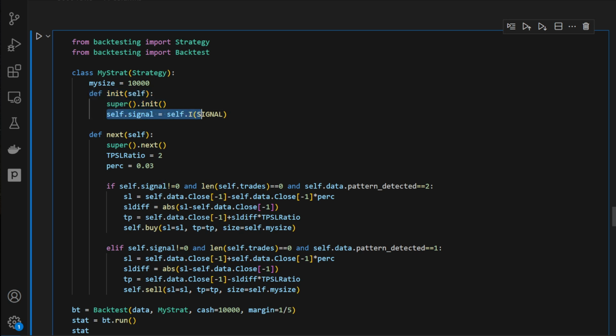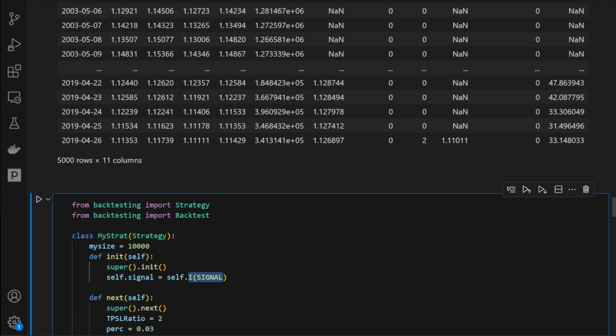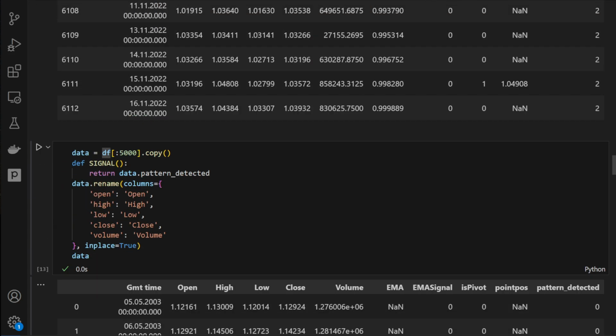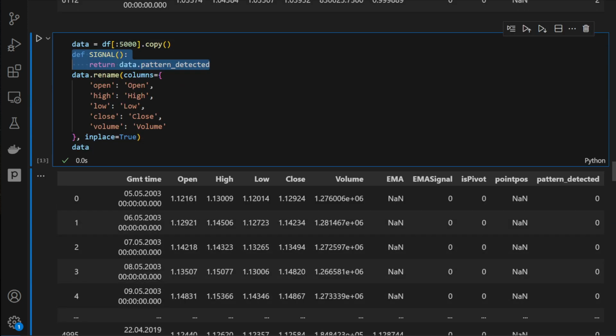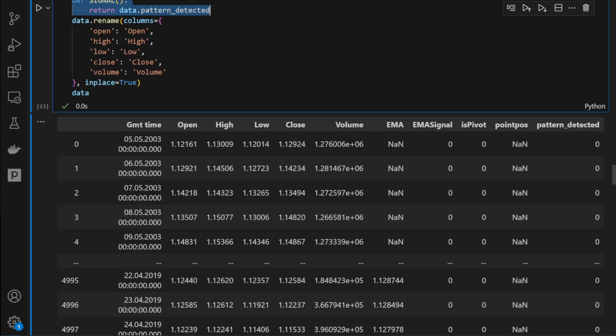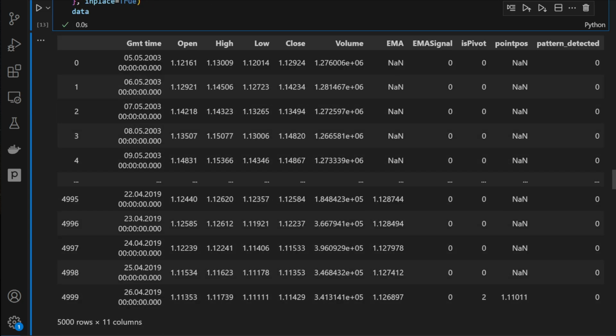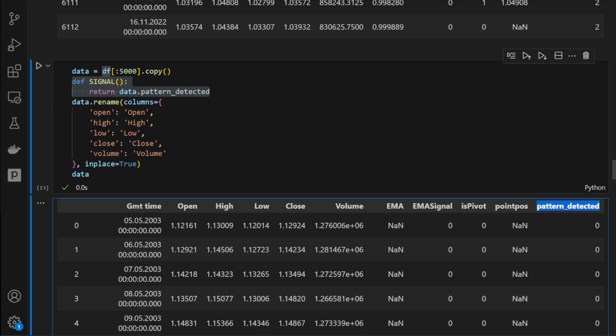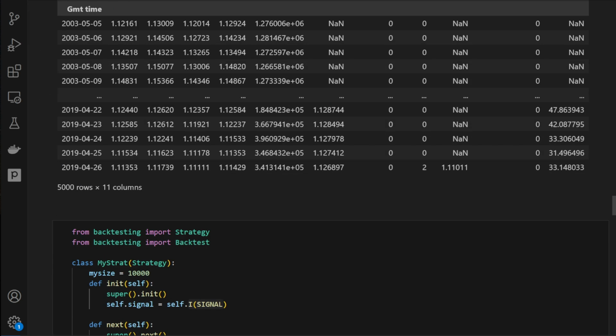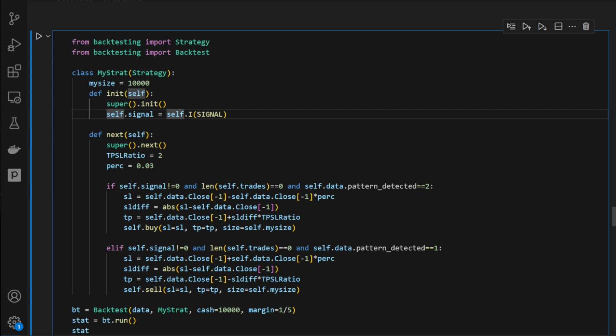We're using the I signal function just to query the signal from this function. This is the signal function, and it's just going to return the pattern detected column value for each row. So this is basically our signal. If we have 1, it's a selling signal. If we have 2, it's a buying signal. And we don't have a signal if we have 0. So we're not going to execute any trades unless this pattern detected signal is returning something different than 0. This is what the signal function does, and we're going to use it here for our indicator.